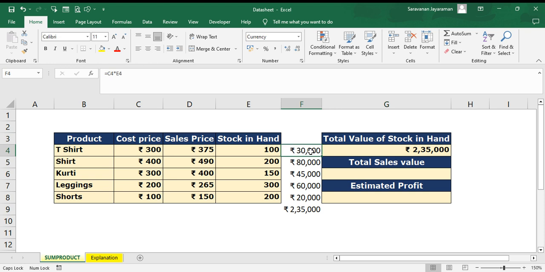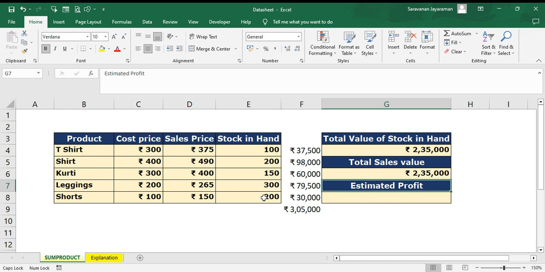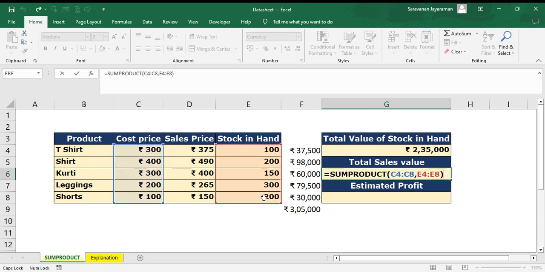And the sales value, let's check. Our sales value is 3,05,000. Let's check with the SUMPRODUCT. SUMPRODUCT: the first array is multiplied with the second array, the values are added up, and it shows the sum of the products.